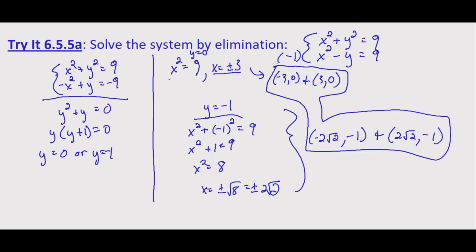We already know that those work in the first equation. To check, we could substitute into the second equation. With -3 and 3, 0, x squared in both cases is going to be the same. -3 squared and 3 squared are the same. So -3 or 3 squared is 9, minus 0 equals 9. So those check. And then with -2 times the square root of 2 and -1, -2 times the square root of 2 squared would just be 8. Same thing with 2 times the square root of 2. So 8 minus -1 equals 9. So those two solutions check as well.